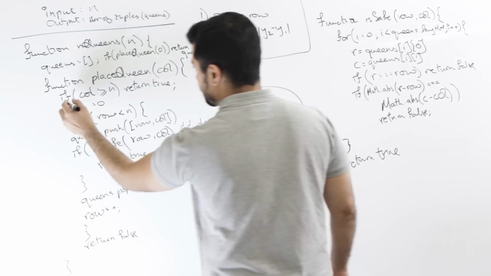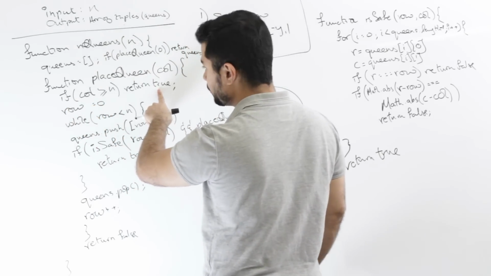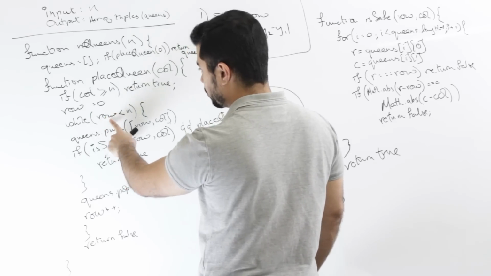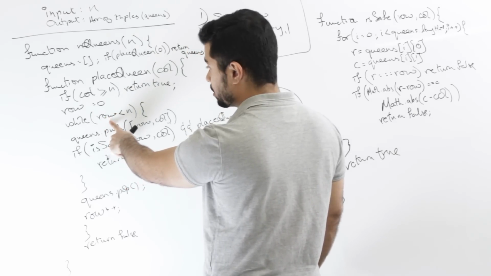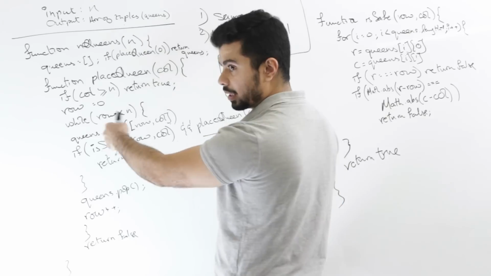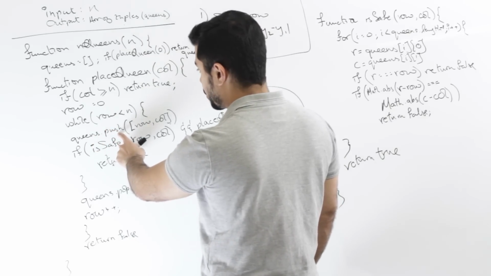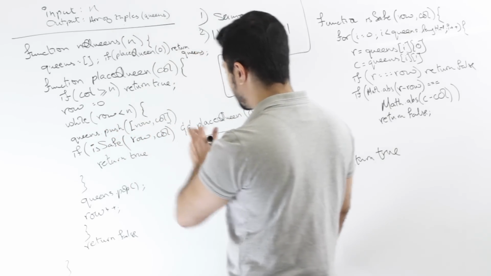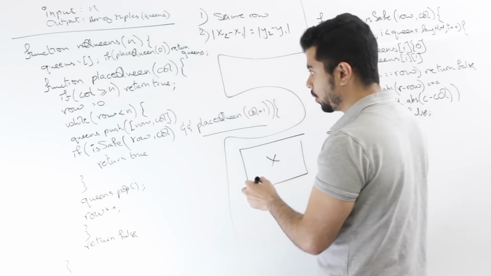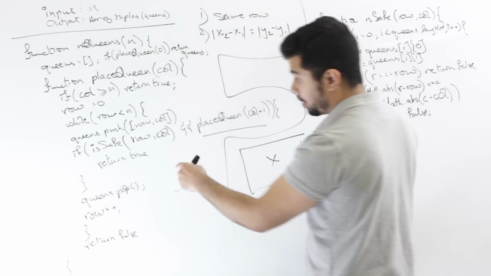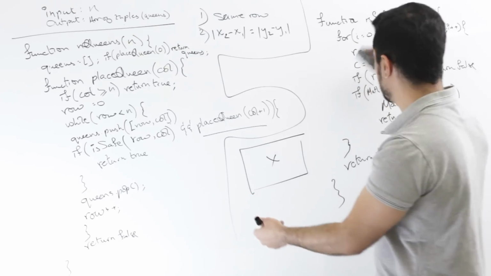So this statement, it won't return true. It's not met. Row equals 0. Is row less than n? Is 0 less than 1? Yes. So it will say queens.push(row, column). Okay, so it places the queen over there. Now it will say if isSafe(row, column), so it'll go over here.